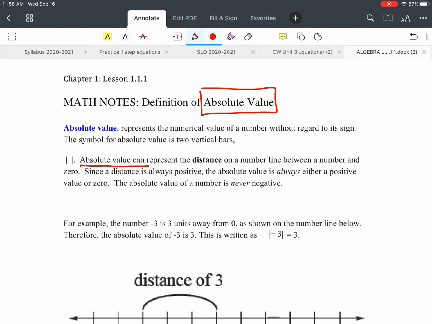Absolute value can represent the distance on a number line between a number and 0. Think of that term distance. Is distance ever measured in a negative number? You can't say, I want you to travel from my house to Hudson High School, and that would be -6 miles. We never measure anything in negative numbers. So that means that your absolute value will never be negative.